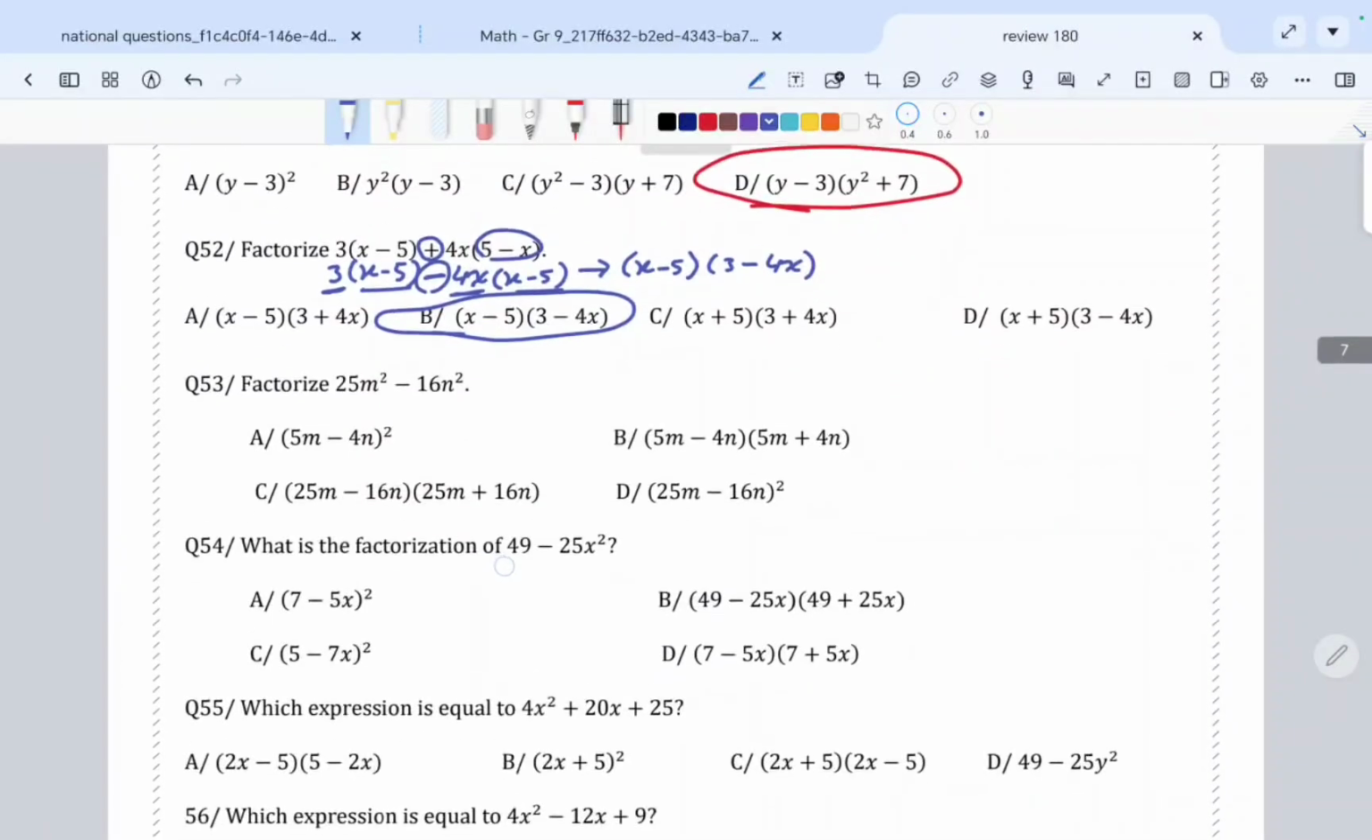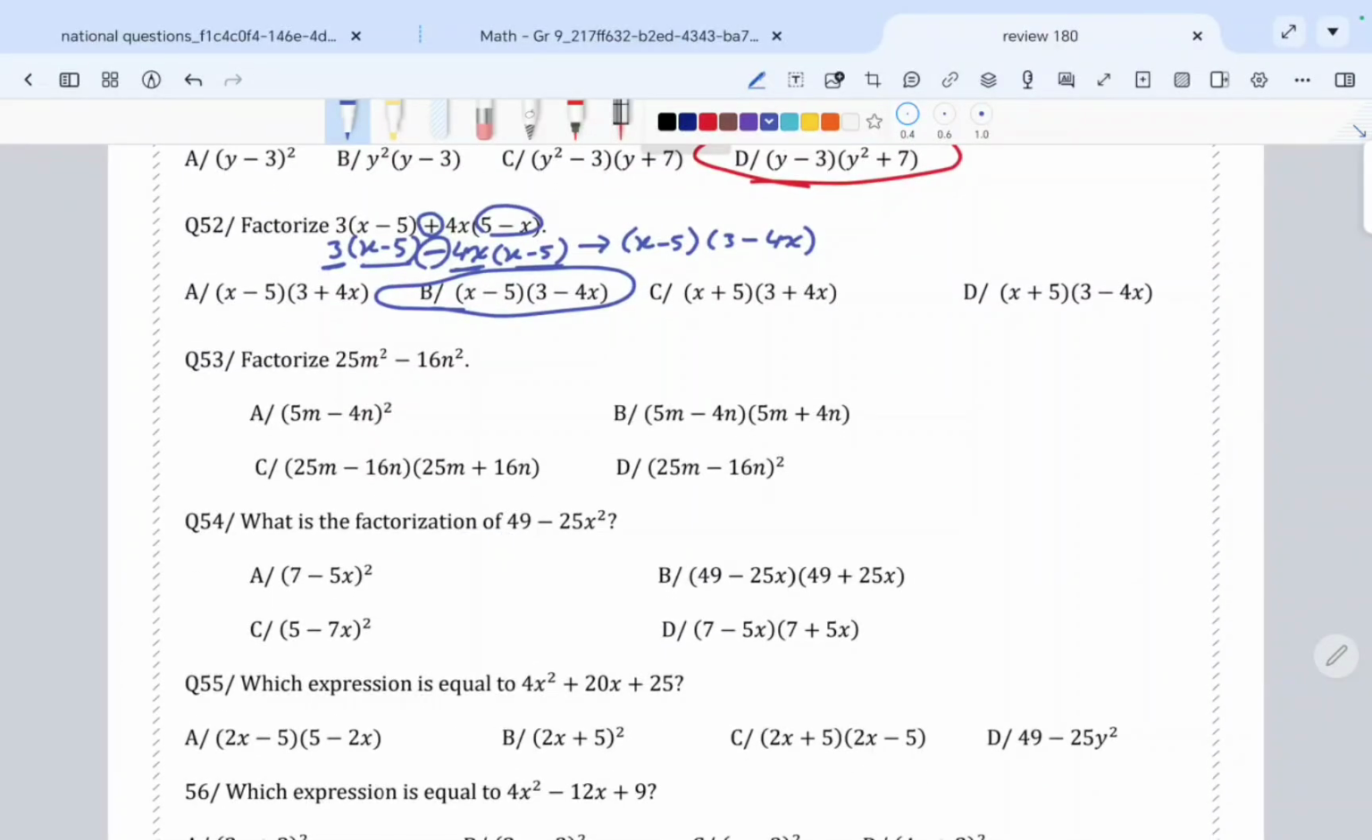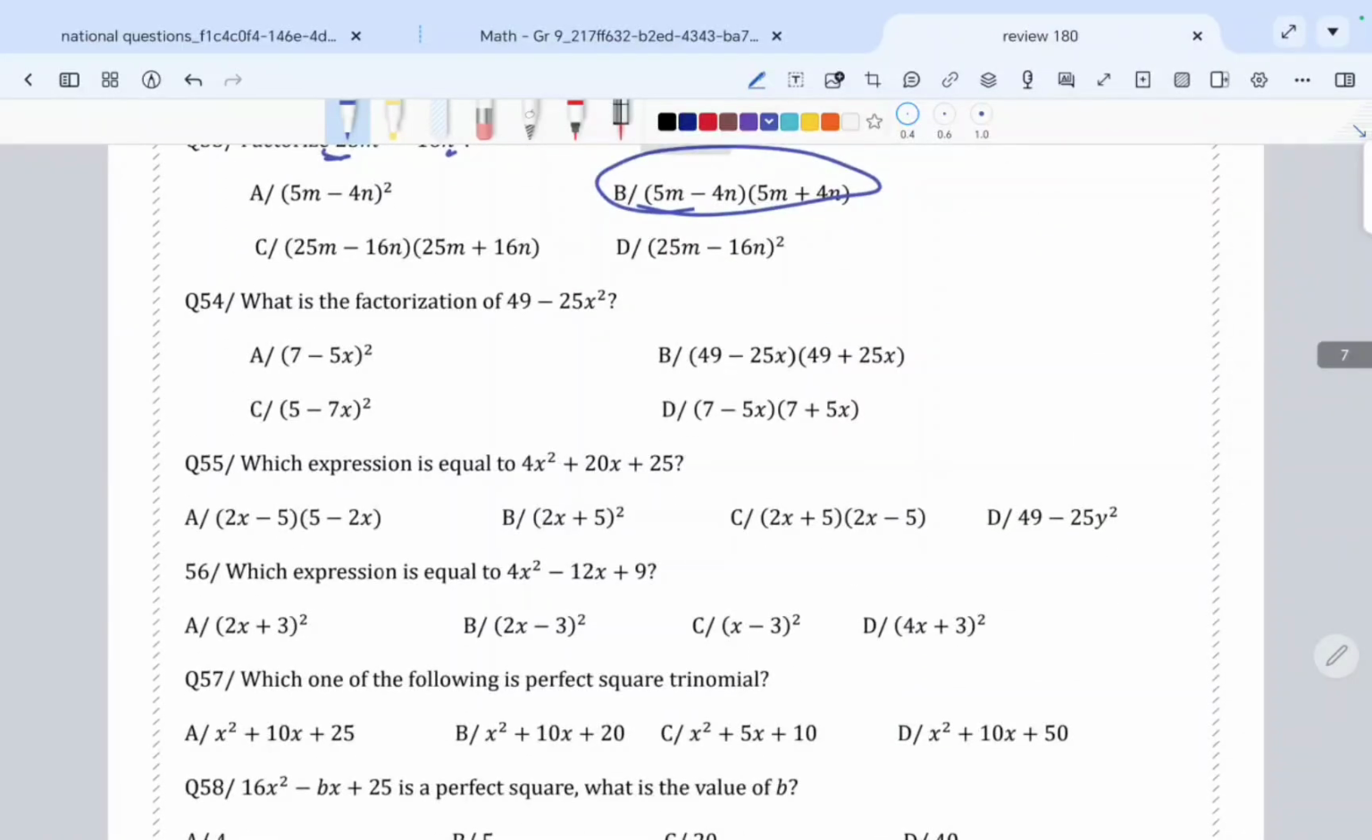Okay. Question 53. Again, factorize 25 n power 2 minus 16 n power 2. For 25, we will say 5, 5. For 16, 4, 4. For n power 2, it's n, which is B. Again, 49 minus 25 x power 2. For 49, it's 7 times 7. 25 is 5 times 5. X power 2 is x times x. Again, D is the correct answer.